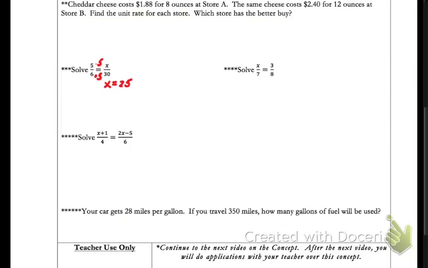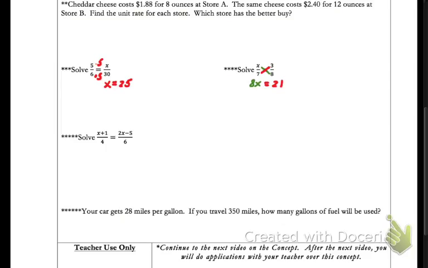Now, that worked pretty good. But a lot of proportions don't have that characteristic. So if we go over to the right and solve x over 7 is equal to 3 over 8, well, 7 times what is 8? That's not very nice. So here's what we can do. We're going to cross multiply. We take this 8 and the x and multiply, and that's going to give us 8x. Then we multiply 7 and 3, which gives us 21.